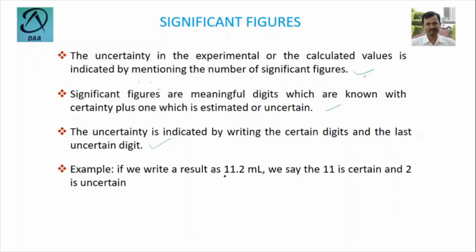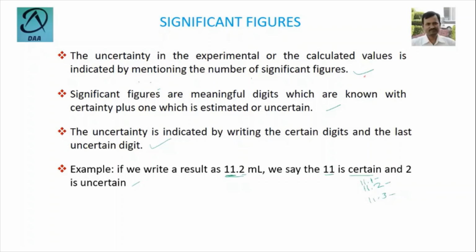Suppose one measurement is 11.2 ml, for measuring the volume of a liquid. As I told you, from the left side, these 2 digits, the two 1s, are certain. And the last one from the right side, this 2, is uncertain. Why? Because during the measurement, it may be 11.2 or 11.1 or 11.3. That means maybe 1, maybe 3 is possible.